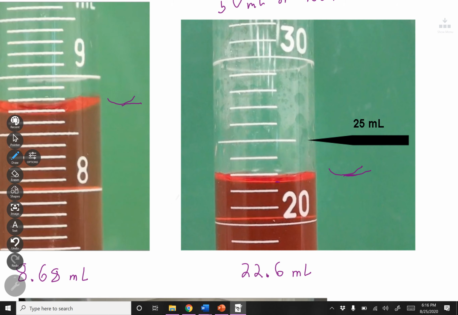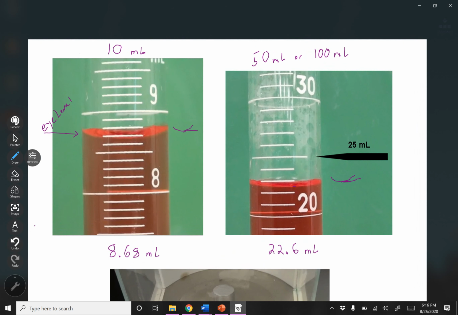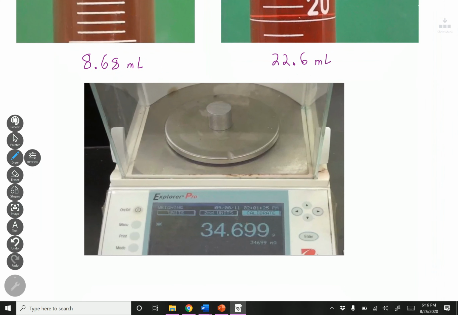And that's for either, again, your 50 or your 100 milliliter graduated cylinder. So the first one we did was for your 10, and now this one is for your 50 or your 100. Okay, so moving on to your digital balance.